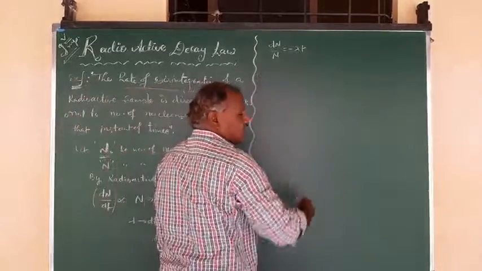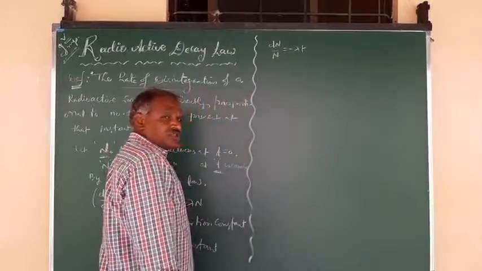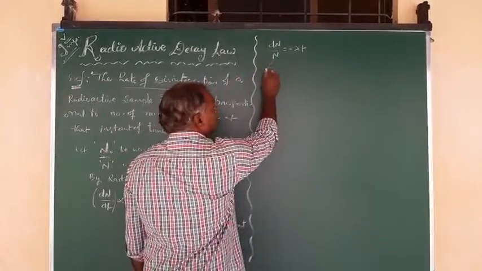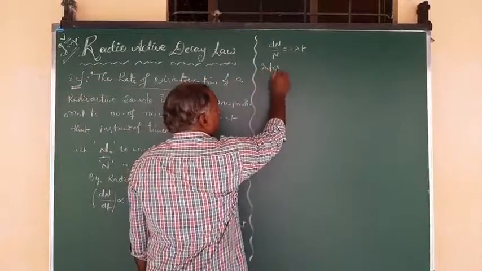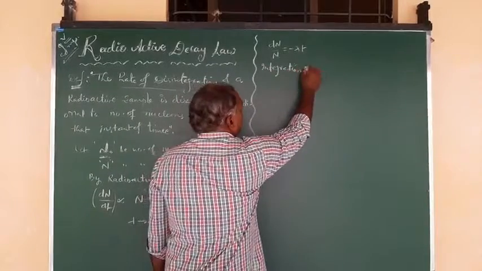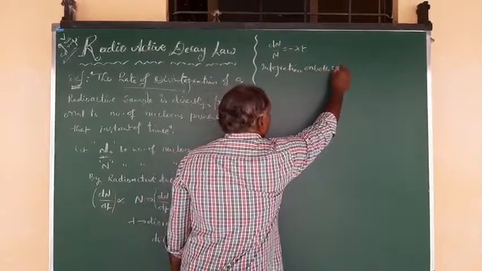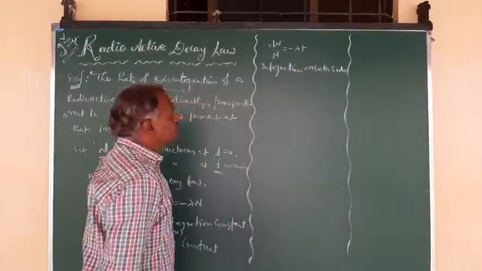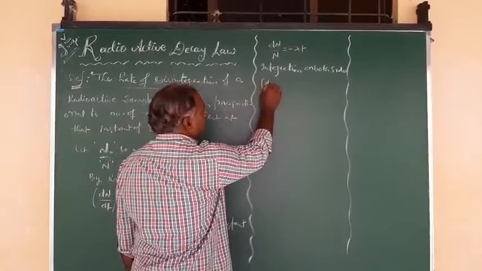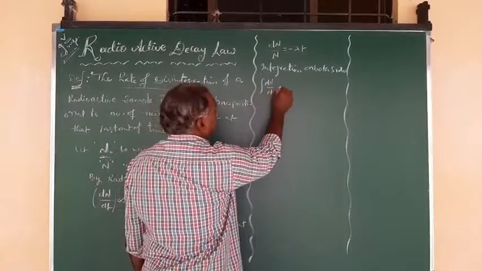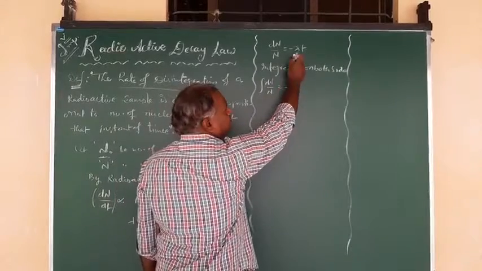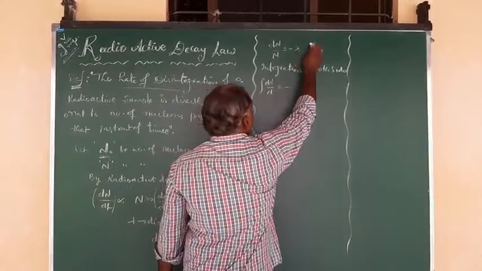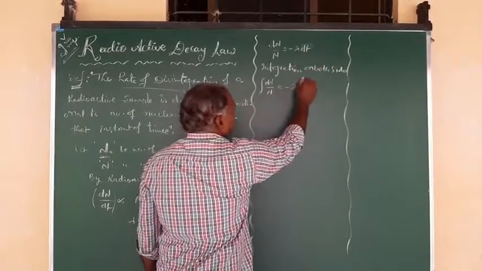Now make the integration on both sides. You can take limits directly or you can take it without limits also, but I am taking the integration on both sides. Then what you can write is integration of dN by N is equal to integration of lambda, which is constant, and here it is dt. I can write this as lambda dt, so lambda times integration of dt.